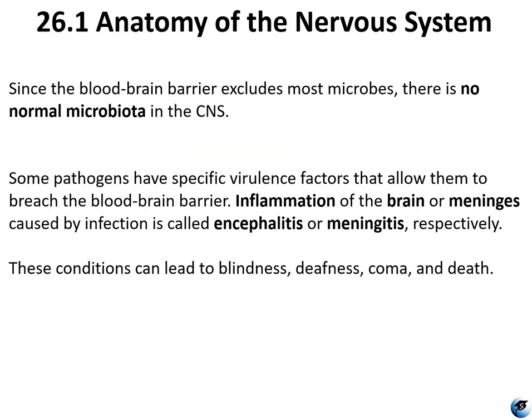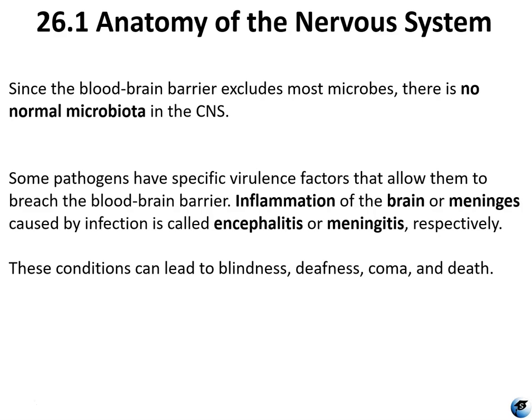Since the blood-brain barrier excludes most microbes, there's no normal microbiota in the central nervous system. But some pathogens have specific virulence factors that allow them to breach the blood-brain barrier. Microbes penetrate the blood-brain barrier via the cytoplasm of nerve cell axons and also via direct extension through bone. Inflammation of the brain or meninges caused by infection is called encephalitis or meningitis, respectively.